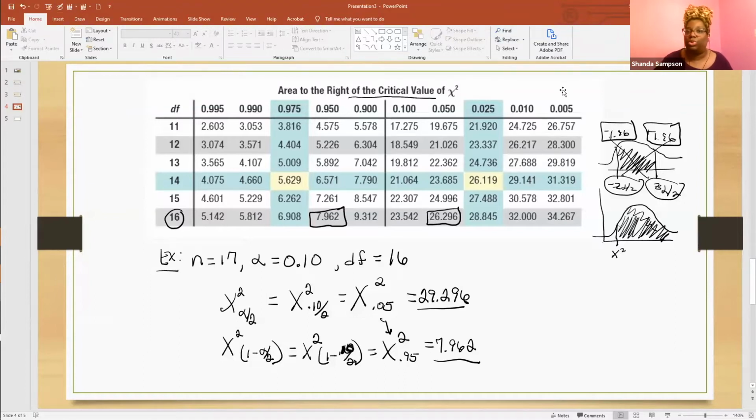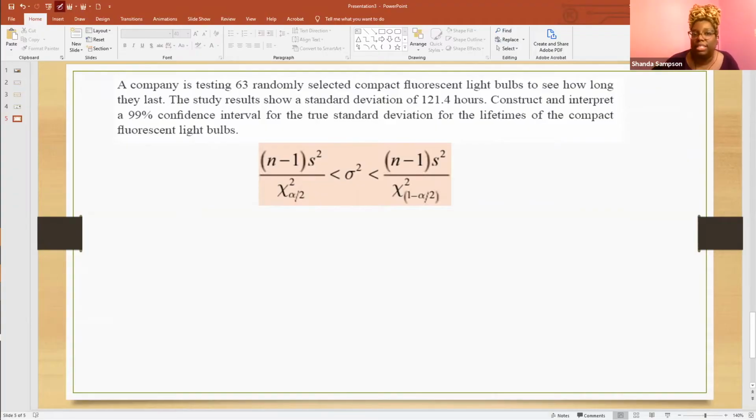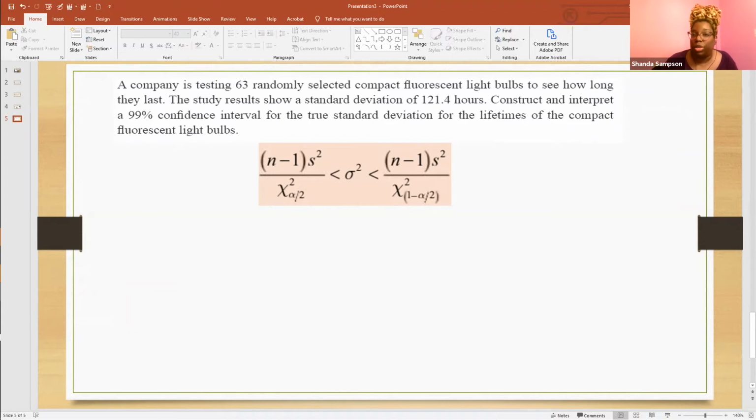Let's move on to some examples of putting this whole thing together and finding our confidence interval. A company is testing 63 randomly selected compact fluorescent light bulbs to see how long they last. The study results show a standard deviation of 121.4 hours. Construct and interpret a 99% confidence interval for the true standard deviation for the lifetimes of the compact fluorescent light bulbs. Started with writing our knowns.